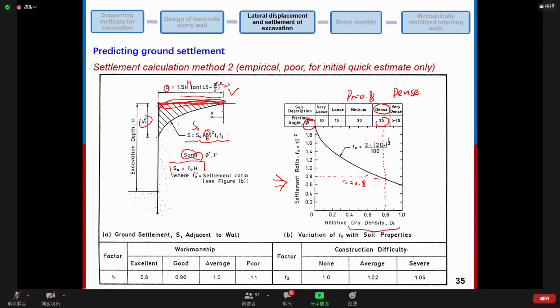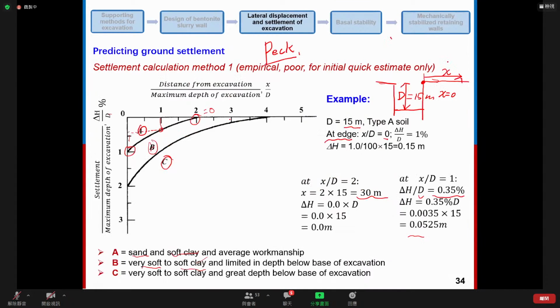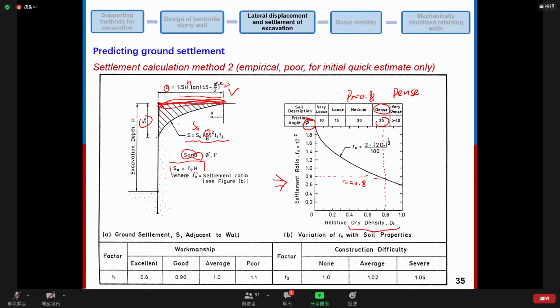And for the X, this X is different from the previous method. You can see in the previous method, the X is calculated from the edge of the excavation to the right side. But for the second method, the 0 point of the X is selected at this point where there's no settlement, and it goes towards the left side. Okay, so this you need to pay attention to.